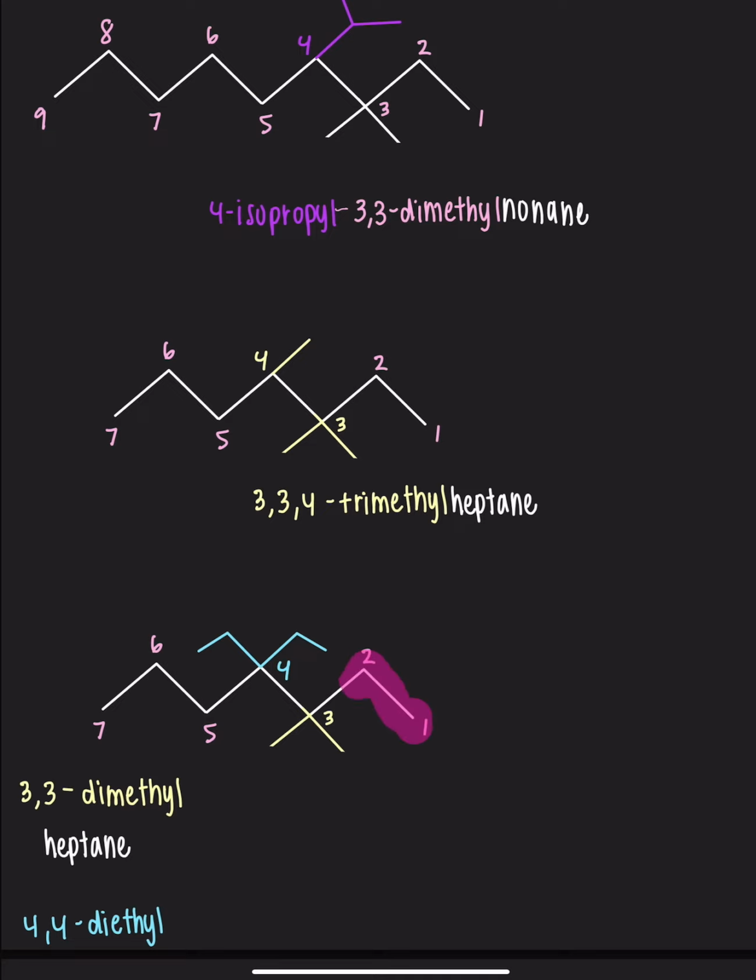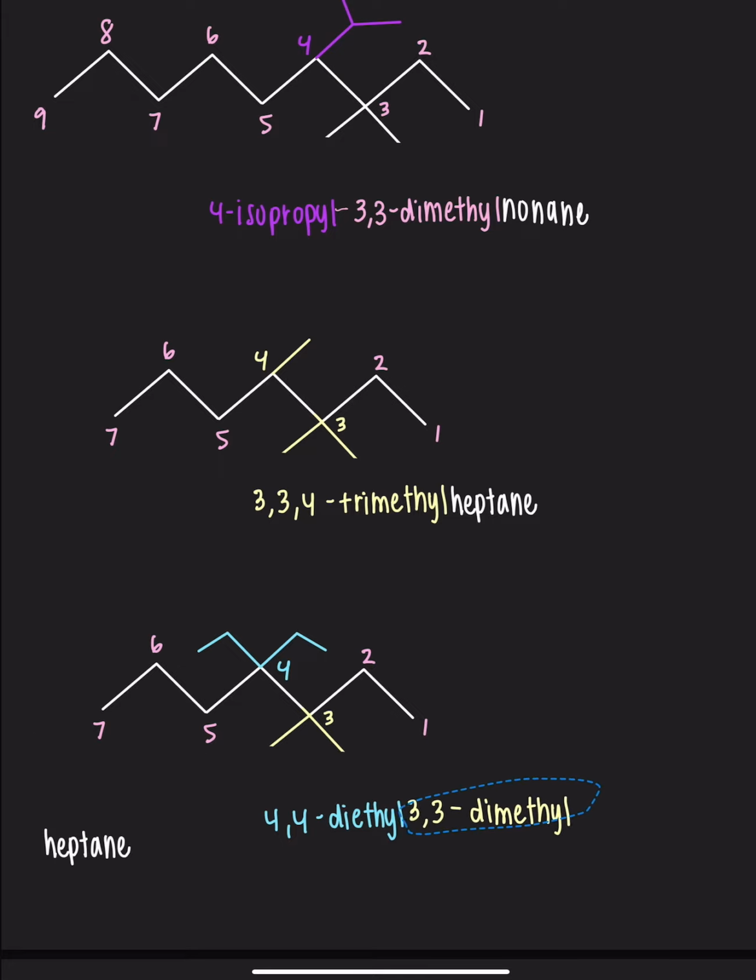Now, I have 2 methyl groups on 3, and I have 2 ethyl groups on 4. So what am I going to put first? An E or an M? And obviously it's going to be an E. And I like the ethyls because they look like little bat wings. Okay, I'm sorry. 4,4-diethyl, and then you have 3,3-dimethyl. And again, you're going to have to put a dash and then heptane. And there you go. That's the name.